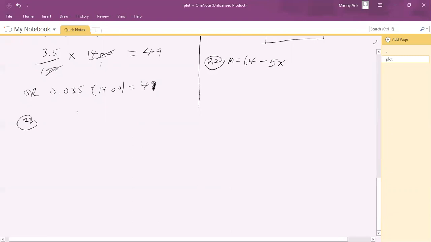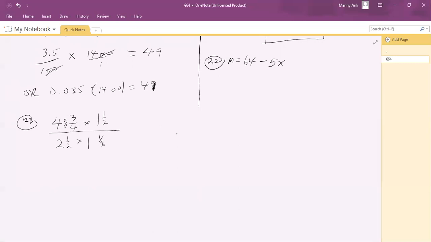It's B. Okay, B. Okay. All right. So what did you do here? I put 2 and 1 over 2 times 1 and 1 over 2 equals 5 over 2 times 3 over 2, it was 15 over 4. And then I got 48 and 1 over 2 times 1 and 1 over 2, it was 97 over 2 times 3 over 2, it was 291 over 4. Okay. All right. So, I mean, that's okay.